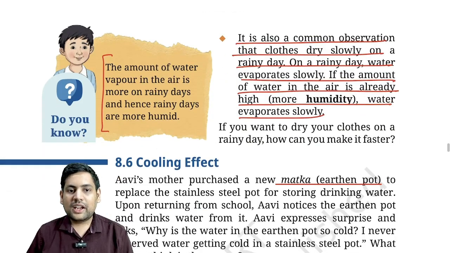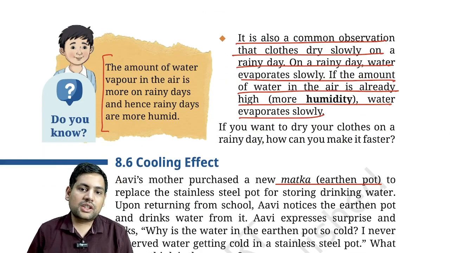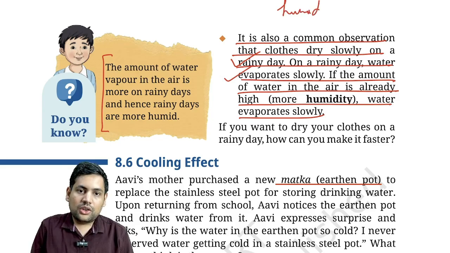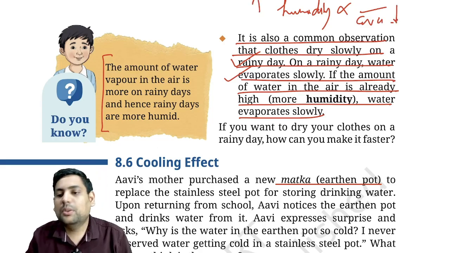Then this also I explained to you, that it is also a common observation. Clothes dry slowly on a rainy day. On a rainy day, water evaporates slowly. So the last thing is humidity. Humidity is inversely proportional to evaporation. If the humidity is high, evaporation will be lower.